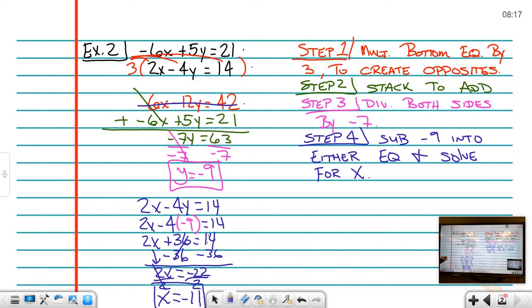So my solution now is negative 11, comma, negative 9. And that would be our final answer there.